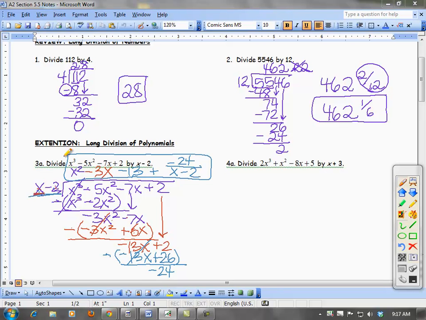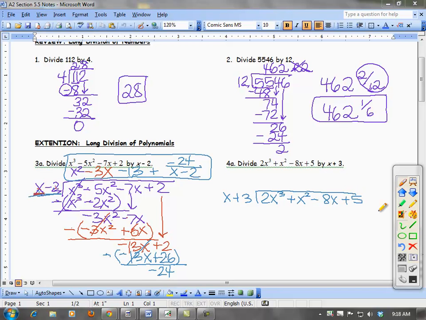Okay, and we're going to walk through one more. On your quiz and your test, you will be required to do some of them with long division, so please be aware of that. So let's go one more. I have an x plus 3 that's going into 2x cubed plus an x squared minus an 8x plus a 5.